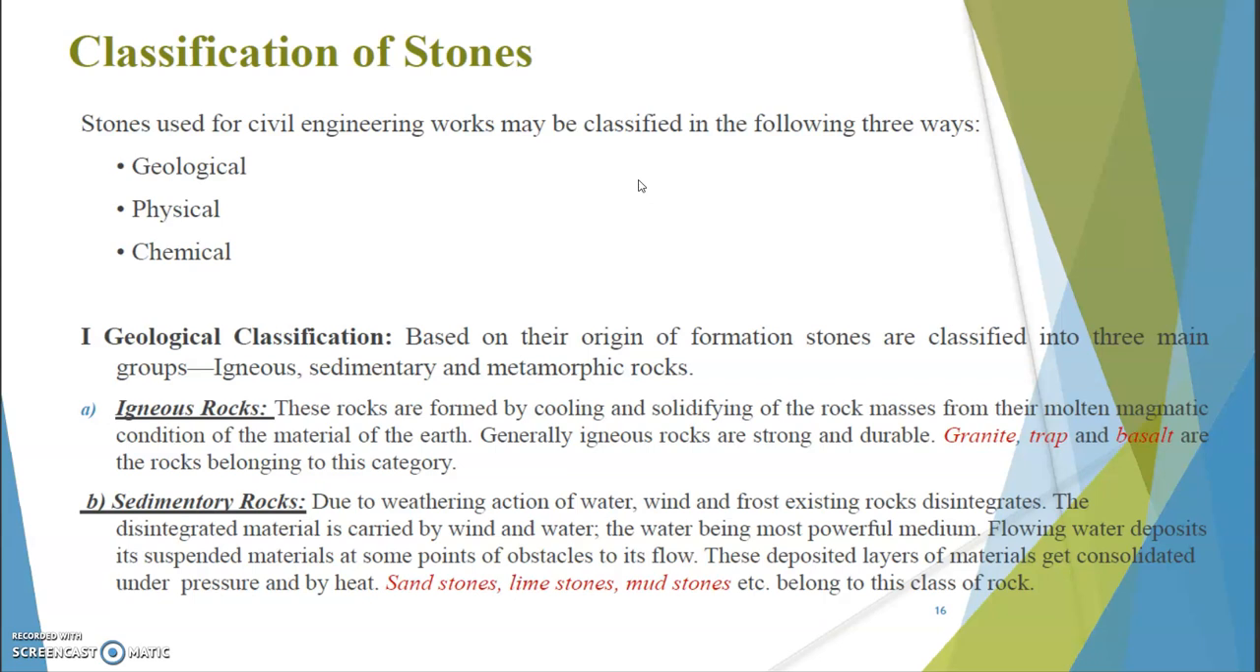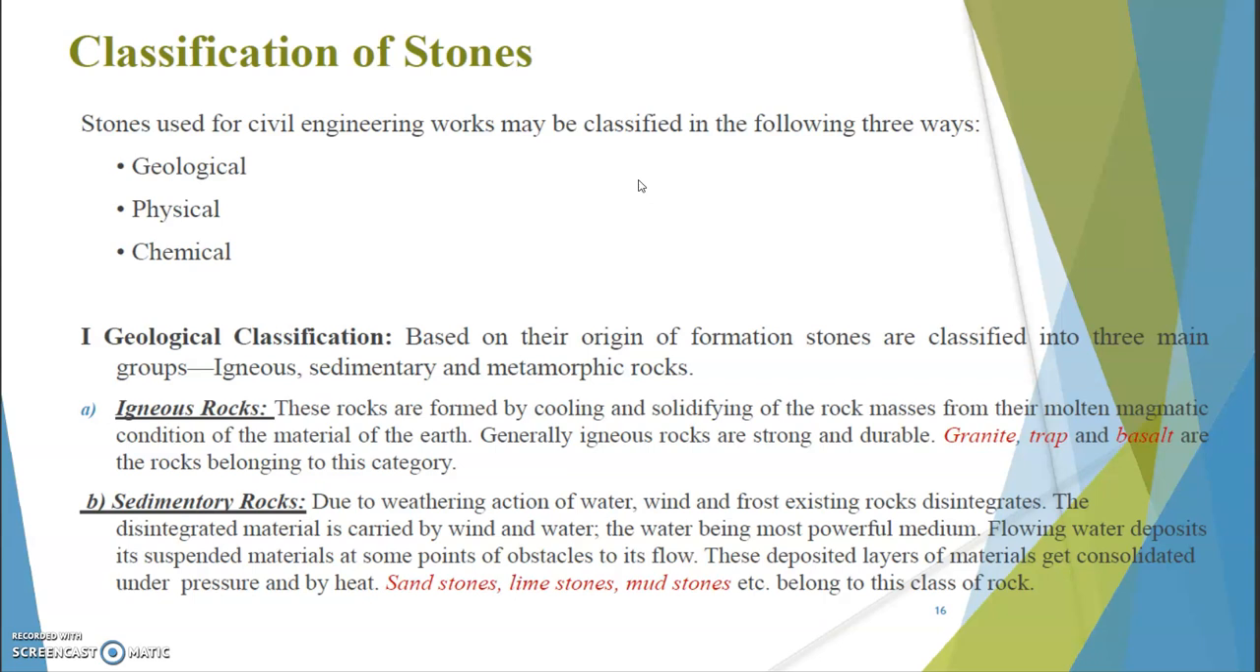The first classification, geological classification, is actually based on the origin of formation. Stones are classified into three, based on how the stones originated naturally. So based on that formation, we have three different types. First one is igneous rocks.